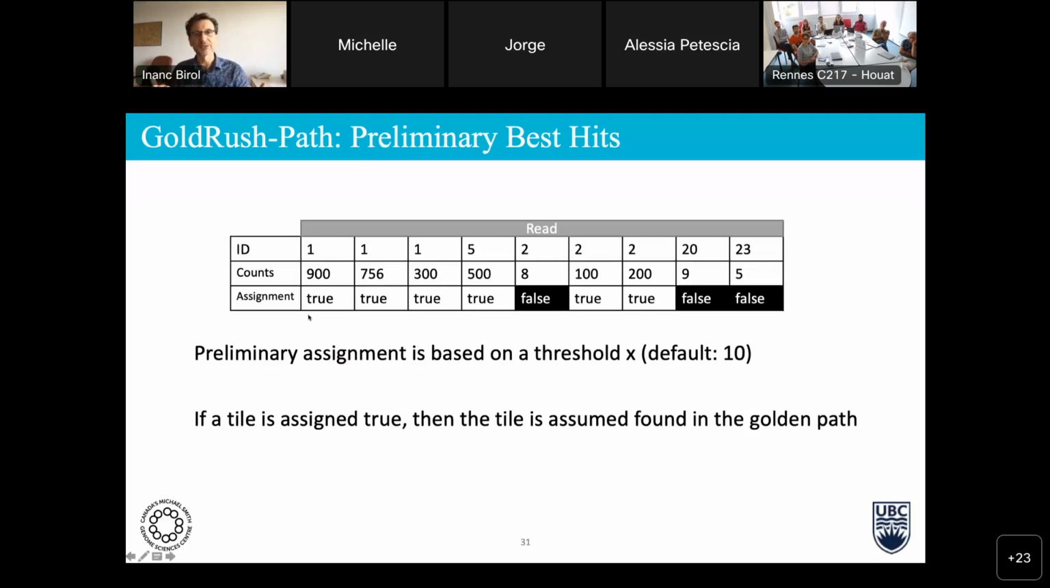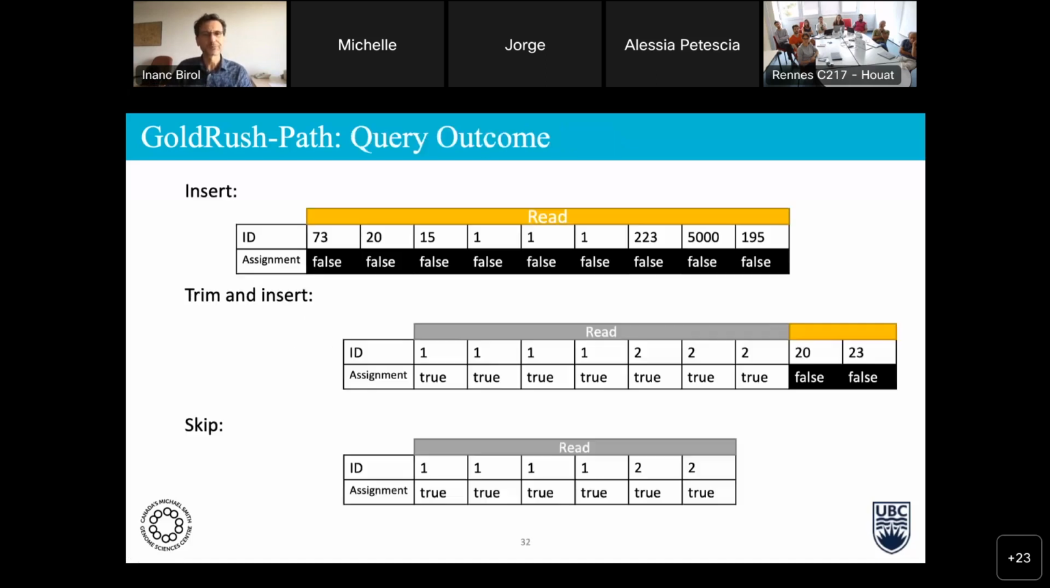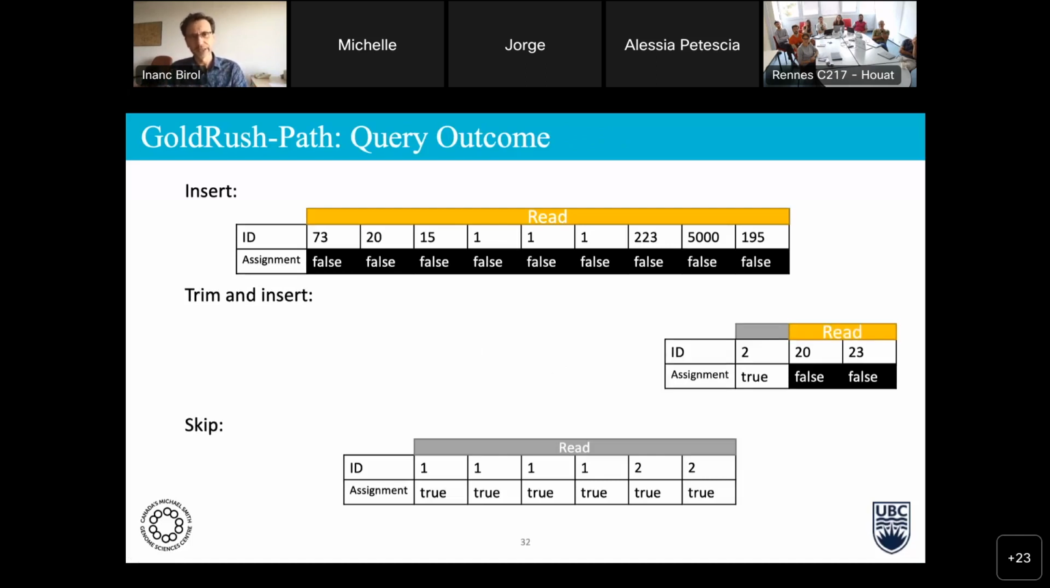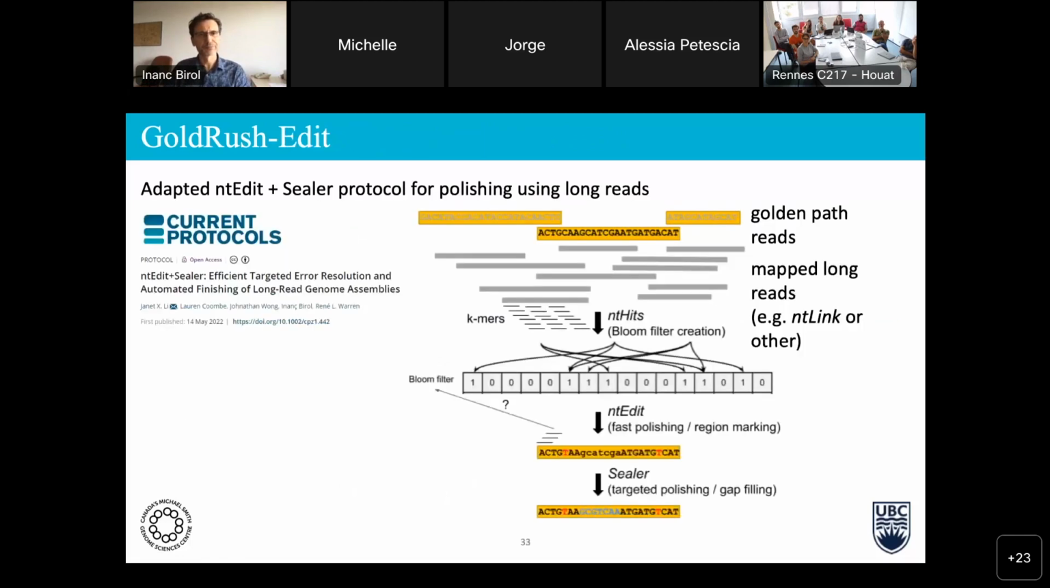If a tile is assigned true, then the tile is assumed to be found in the golden path, right? And then we insert those reads that we query into the MyBF if the assignments are false, or if the assignment is partial, we trim and insert. And if the assignment is true for those tiles, we skip those reads. All right. And then we go through the golden path reads to polish them.